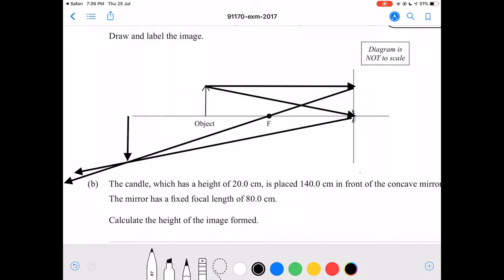Our image is enlarged, it's inverted, and it's real, and that's our image. And drawing the correct ray diagram there will get you an achieved.